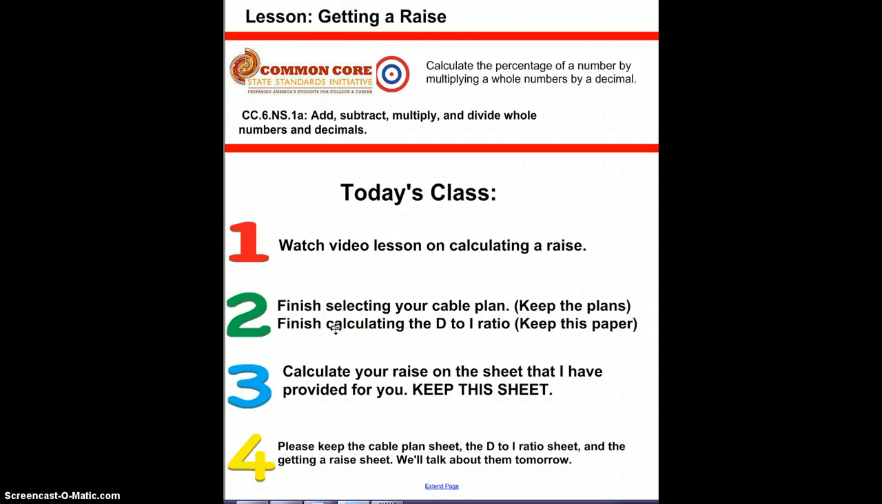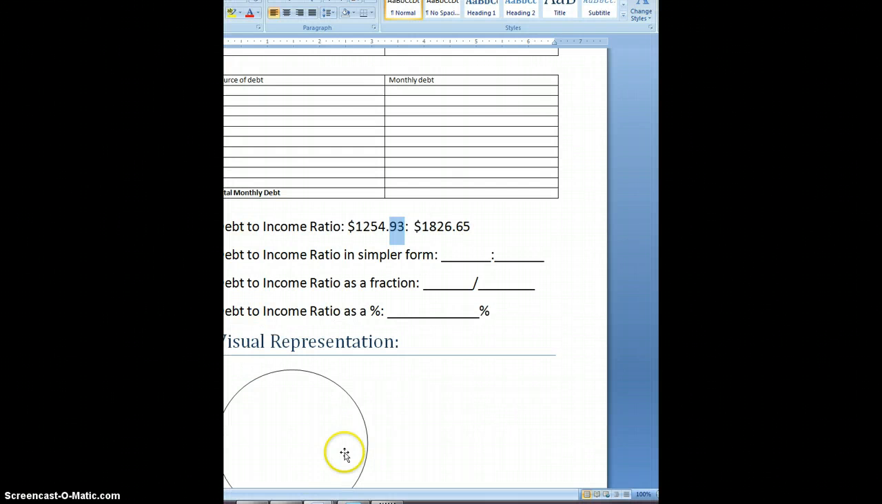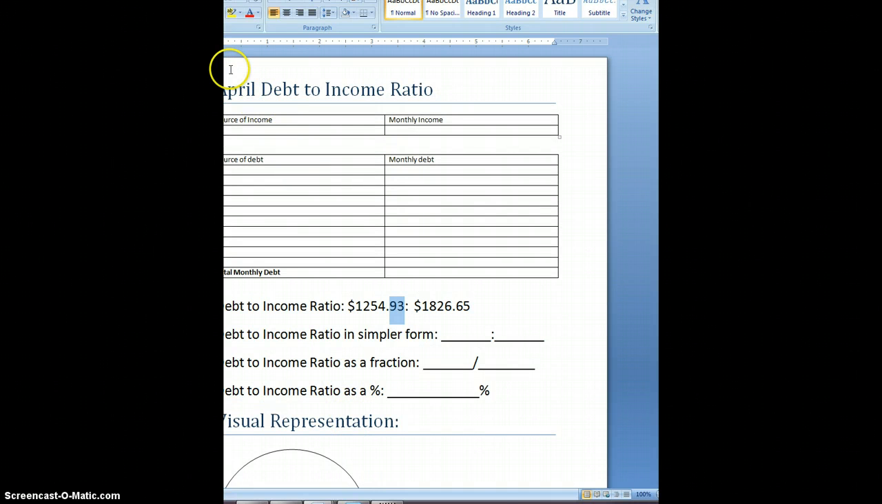Next thing, finish calculating your debt-to-income ratio, and I want you to keep this paper. I want to refer to the debt-to-income ratio right now. You worked on this yesterday. It was called April debt-to-income ratio. One thing I wanted to briefly talk to you about was putting your ratio into simplest form. Over here you see we have a debt-to-income ratio of $1,254.93 to $1,826.65. In other words, what this means is that for every $1,826.65 this person earns, $1,254.93 goes towards debt. But we can actually put this into simpler form.